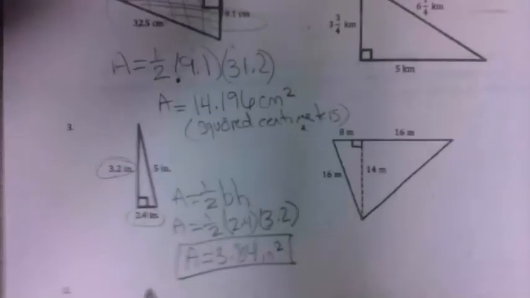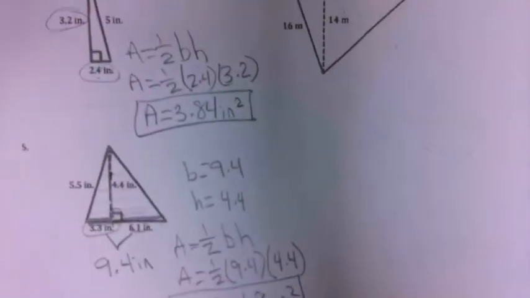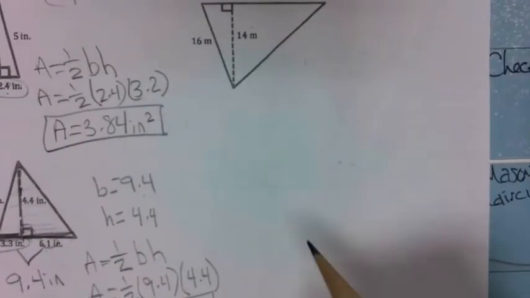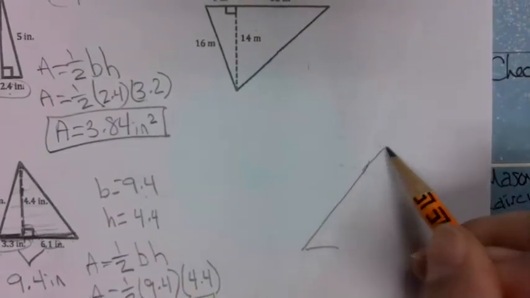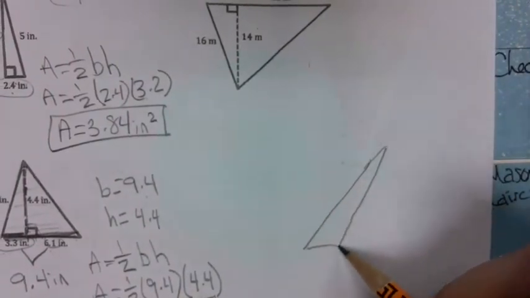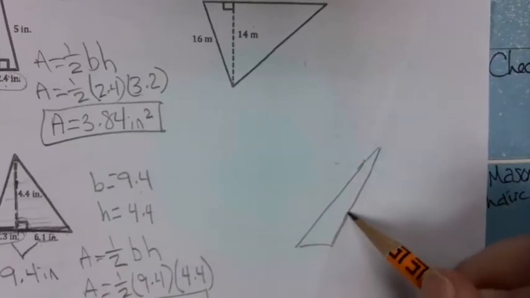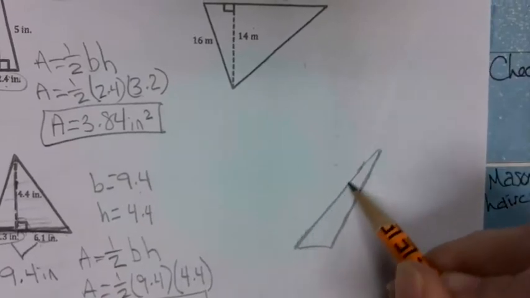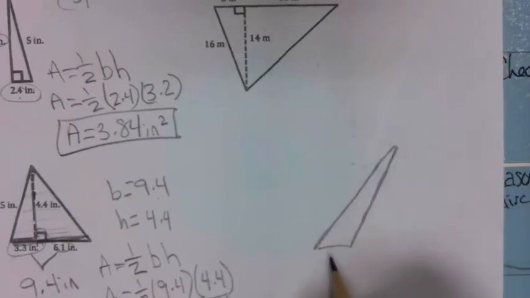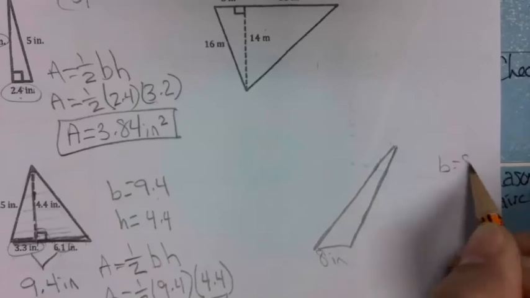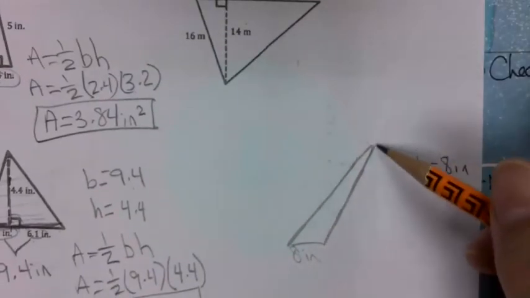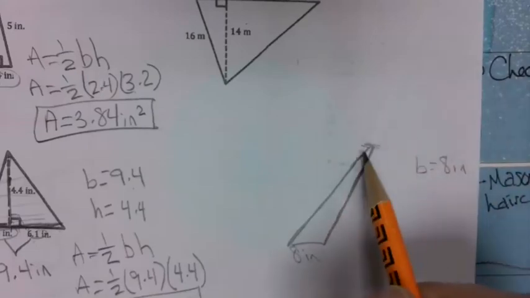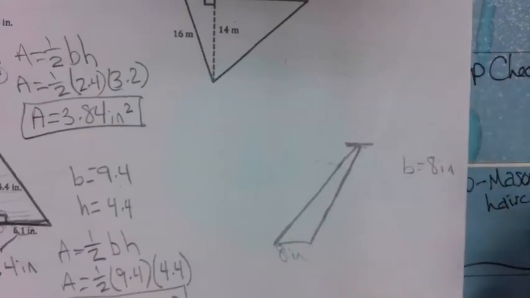Okay, so now I've done all of these that have a perpendicular line in them. Let's do a scalene triangle. And a scalene triangle just means I will not have a perpendicular line. I'll have two slanted lines. Well, here's my base. Let's give my base 8 inches. Base is 8 inches. But I need to find the height. Well, I need to go to right here. This is how high my triangle is.